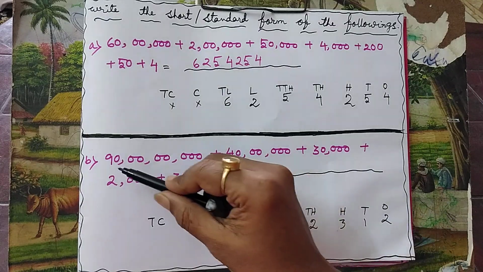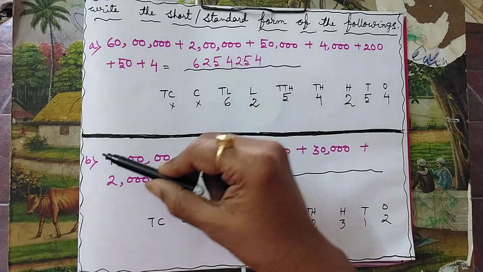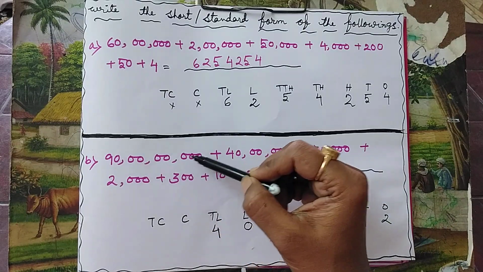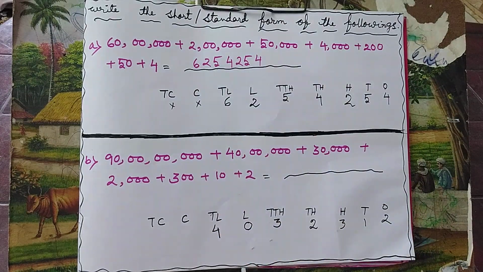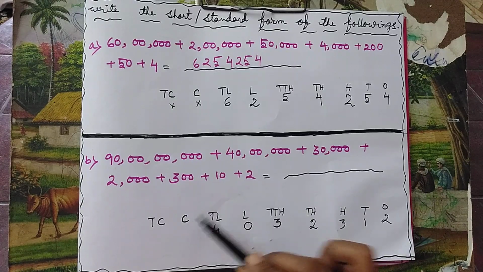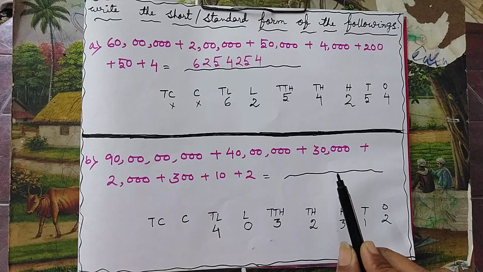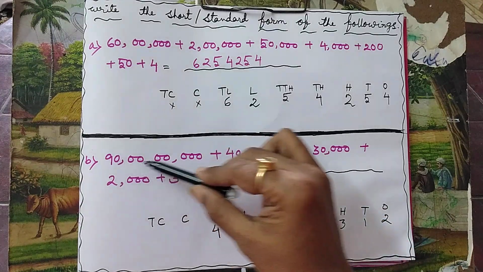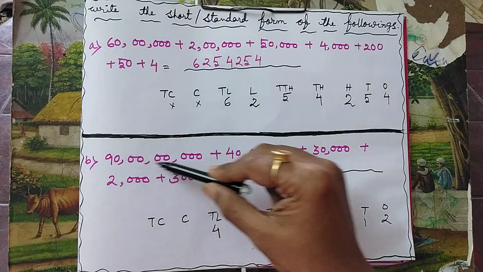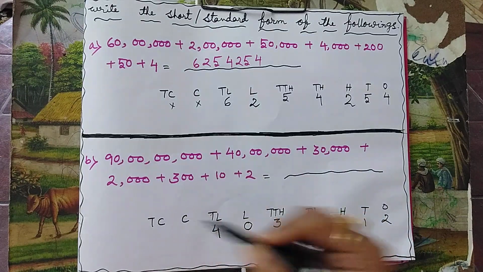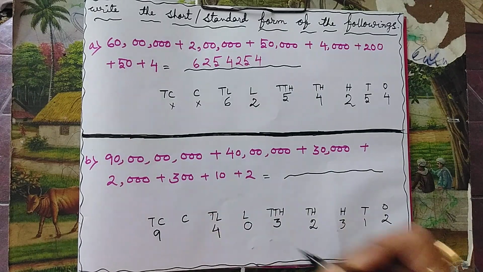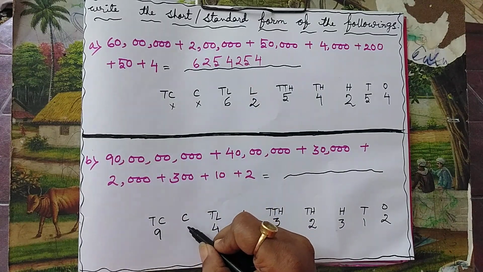Okay, then go to this number. How many zeros are there? 1, 2, 3, 4, 5, 6, 7, 8 zeros are there. So in crores place 7 zeros are there, but in this number 8 zeros are there. So 8 zeros means it will go to 10 crores place. So the digit is 9. In crores place nothing, so put 0.